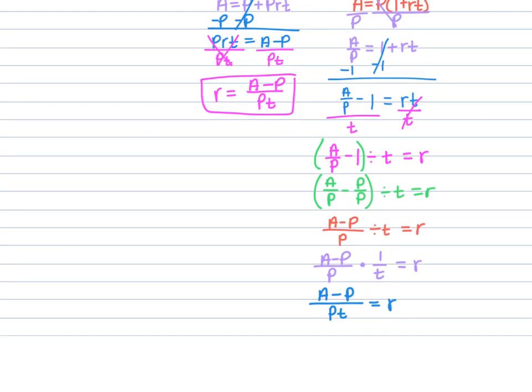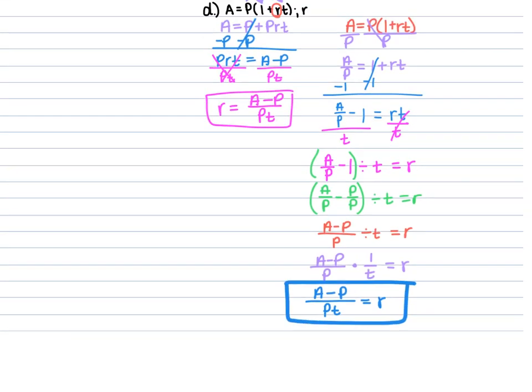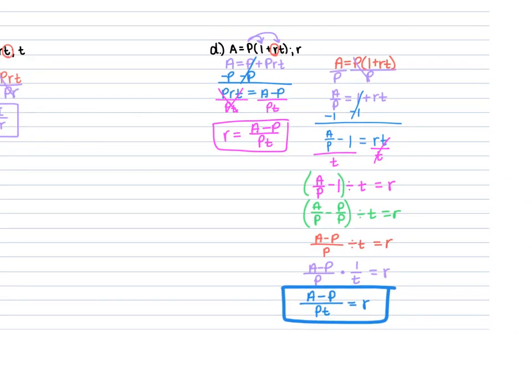So same answer, just two different ways of doing it. One's a lot longer than the other one, obviously. So it's totally up to you which way you want to do it. I would distribute first and then go, just because this specific problem is the way that it is.